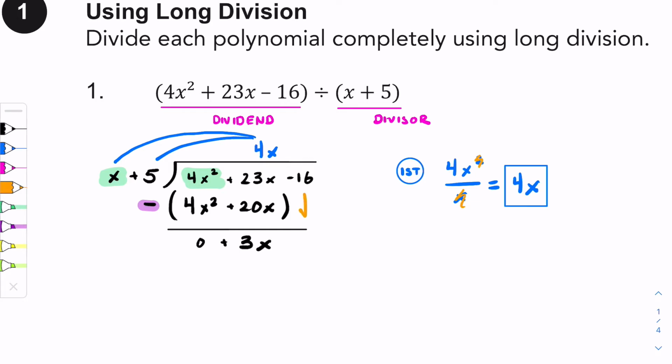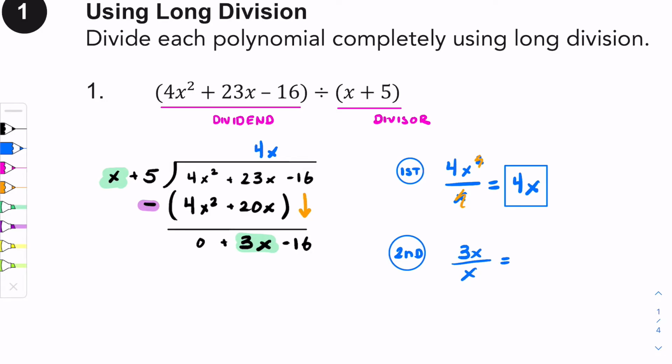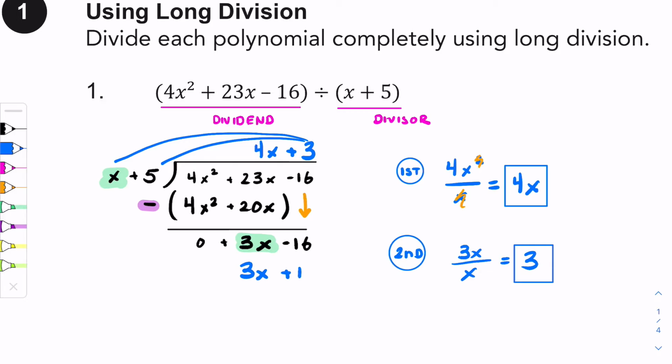You bring down your next term. Now we have a new first term of our dividend. We have 3x, so 3x divided by x is going to give us the second term of our quotient. 3x divided by x leaves us with 3. We do the same thing. 3 times x is 3x. 3 times 5 is 15.